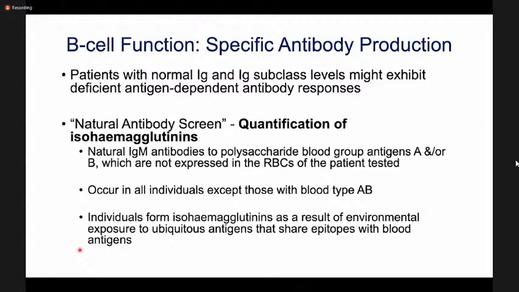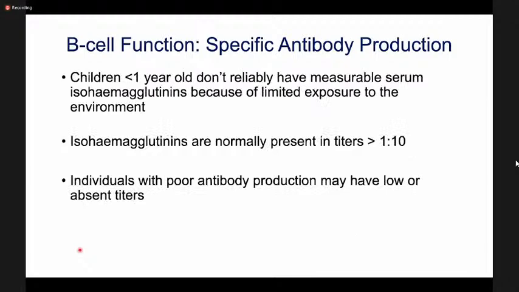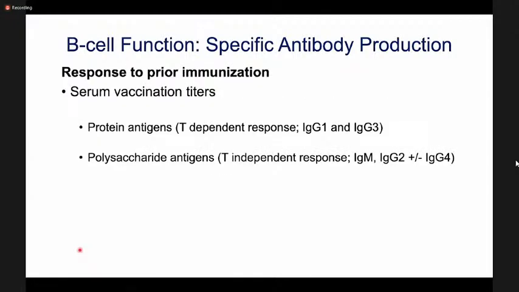And all individuals will have these isohemagglutinins in their serum, except those of blood type AB, because they carry both antigens. So this screen for, or quantification of, the isohemagglutinins can be done except in children less than 1 year old, because they don't have adequate exposure for them to form a good titer of isohemagglutinins. But generally, if they're more than 1 year old, you can screen with this and just measure the titers. So the titers should be more than 1 in 10. So if you're having low titers or absent titers, then this can give you a clue that this patient doesn't have good antibody production.